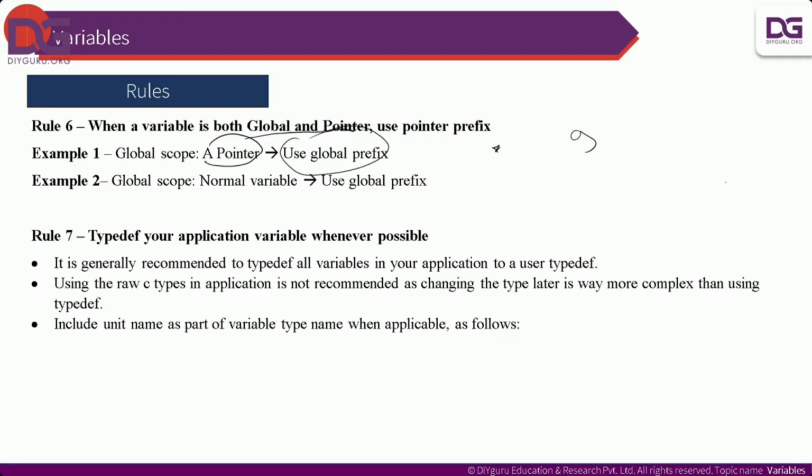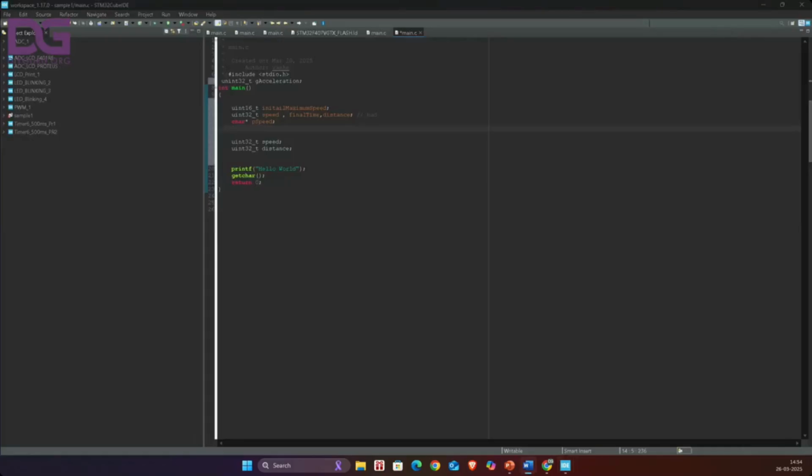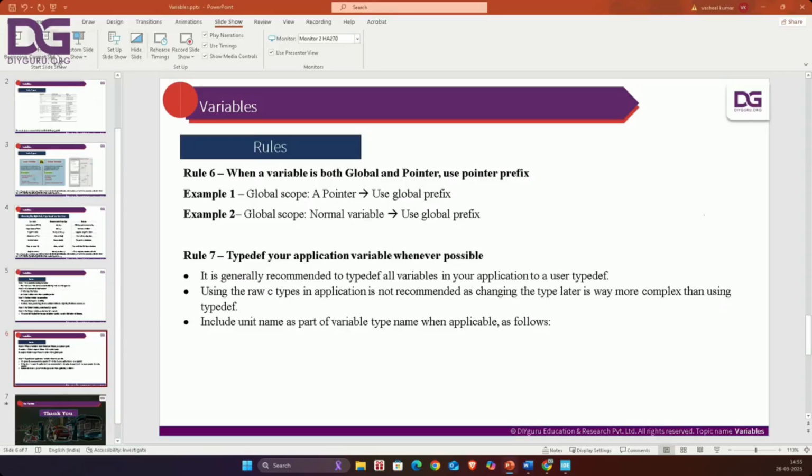Let's see in this code: char star g last. Okay, so g last is a global pointer. So this represents your pointer and just the naming convention. So this is your global and pointer prefix.